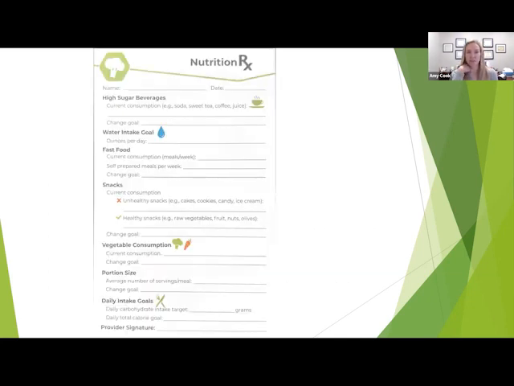The Obesity Medical Association has prescription nutrition pads that are available on their website. So I just took a picture of what I have here too. That can be a simple little prescription to give to the patient with their nutritional plan.